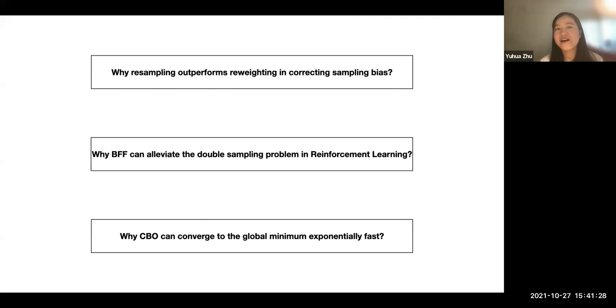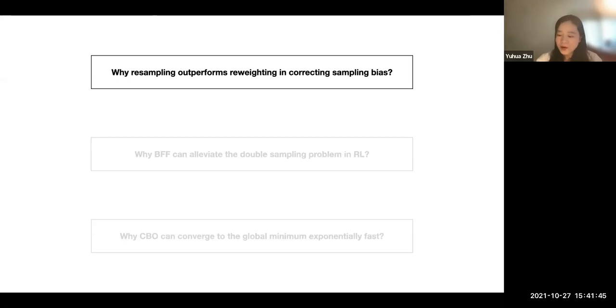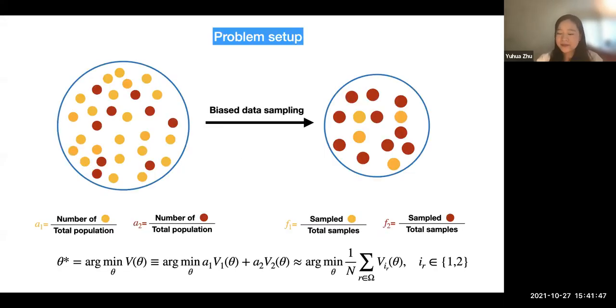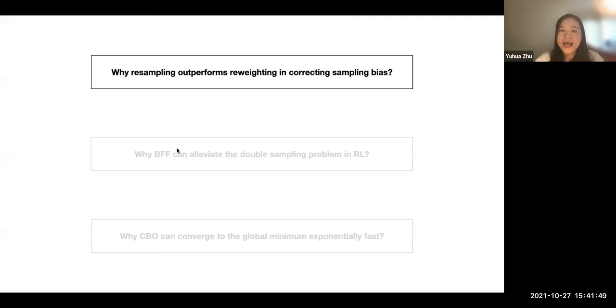Today I'm going to talk about three separate projects where I use the Fokker-Planck equation either to explain some phenomenon in machine learning algorithms or to find some property of these algorithms. Okay, so let's see the first example. In the first example, we're going to compare two algorithms, resampling and reweighting, in correcting sampling bias.